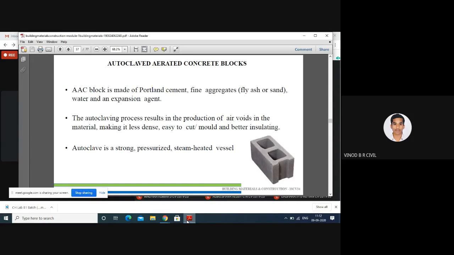And next one is the admixtures, which are nothing but an expansive agent. In the market, there are n number of expansive agents or admixtures available. Depending upon the field condition, and what we are manufacturing, what kind of concrete we are manufacturing, based on that we have to select the admixtures.